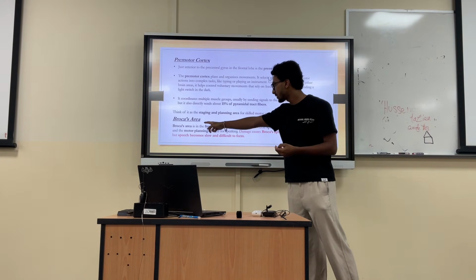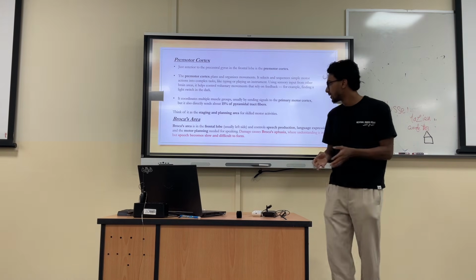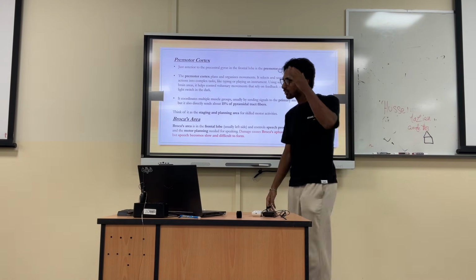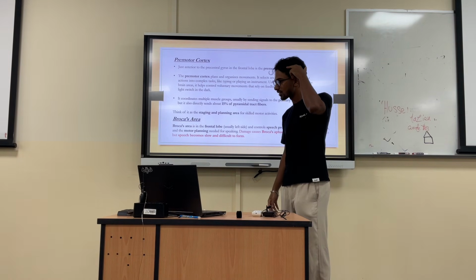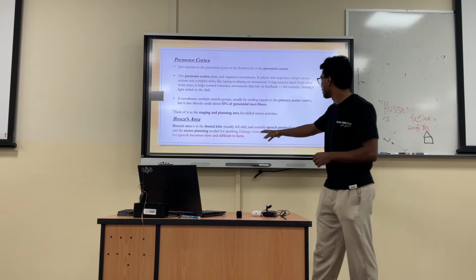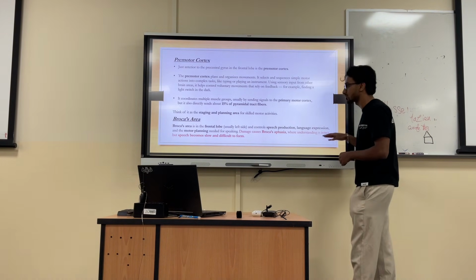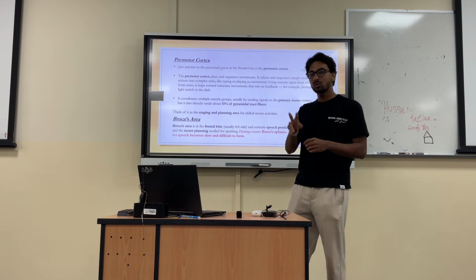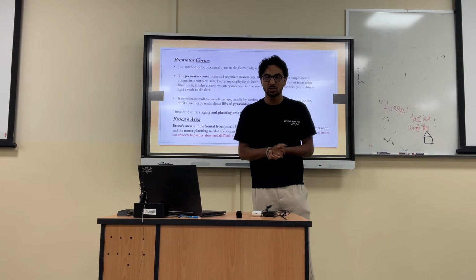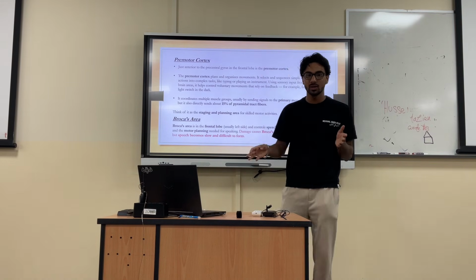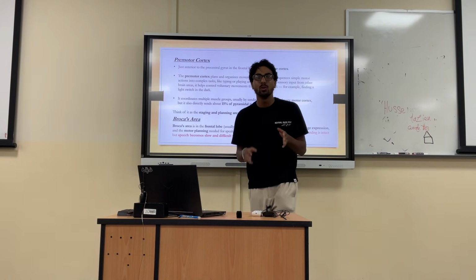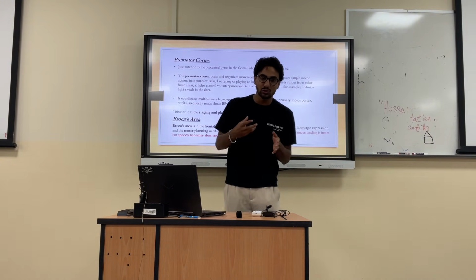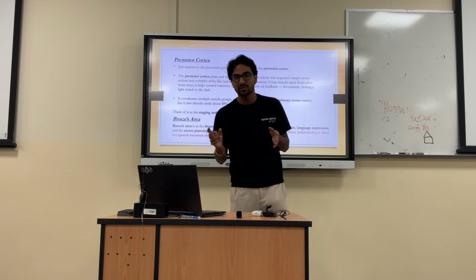Now, Broca's area is in the frontal lobe, usually on the left side. So you will see on the left side, it will be right here in the frontal lobe, and it controls speech production, language expression, and the motor planning needed for speaking. So we have two areas which help in speech, Broca's and Wernicke's area. Broca's area is for the motor production, which helps you to speak, whereas Wernicke's is for the understanding of what's being said.